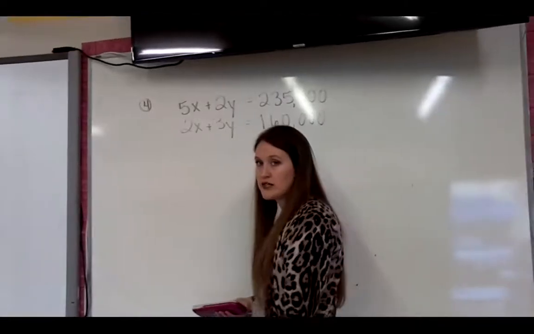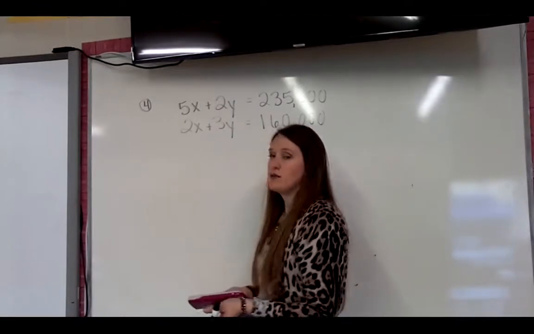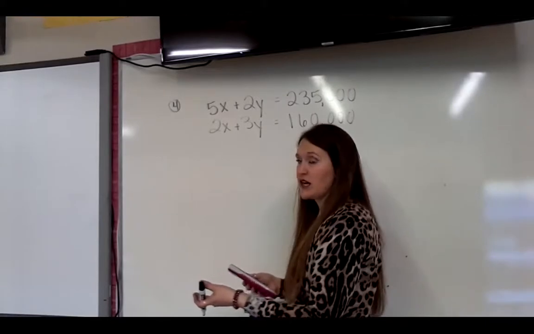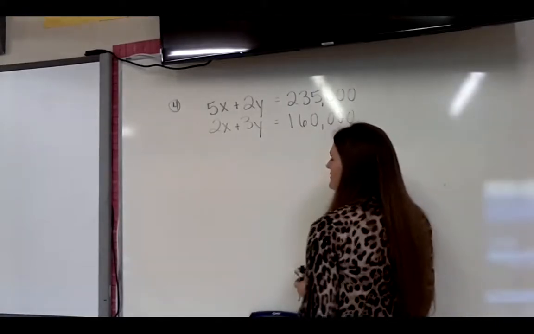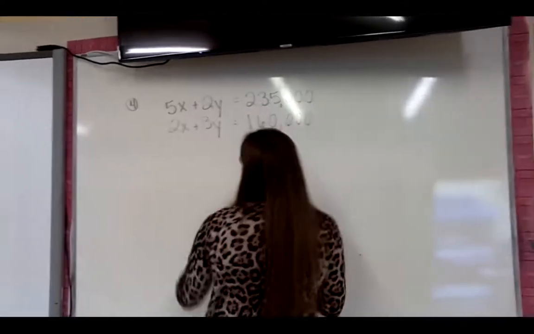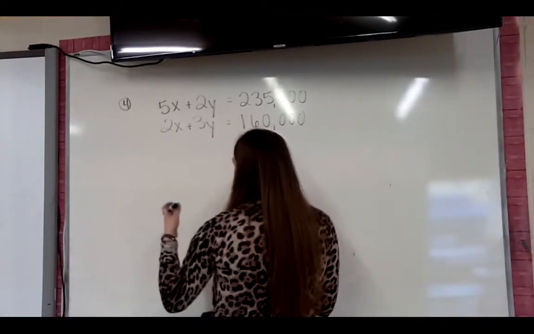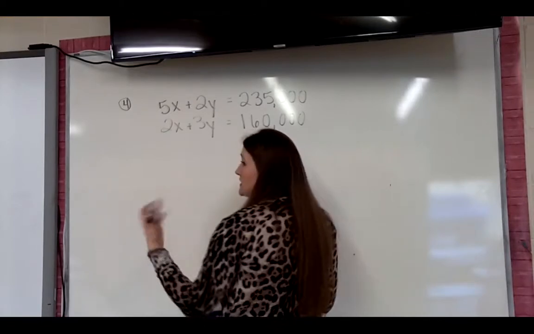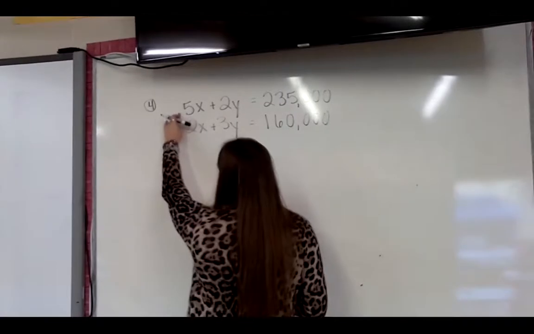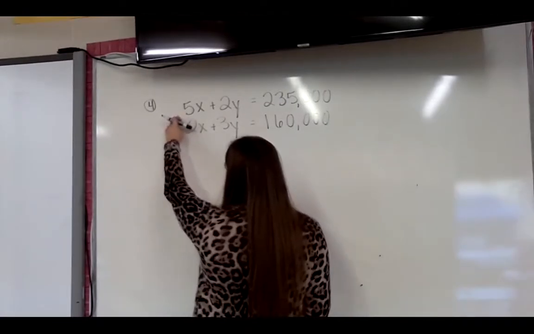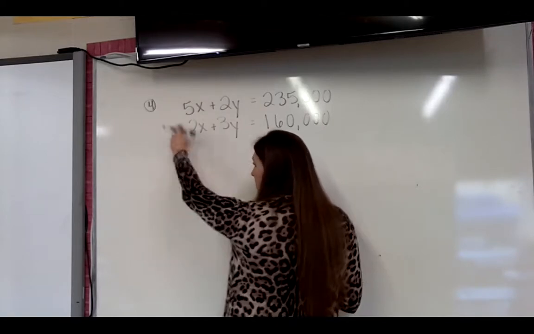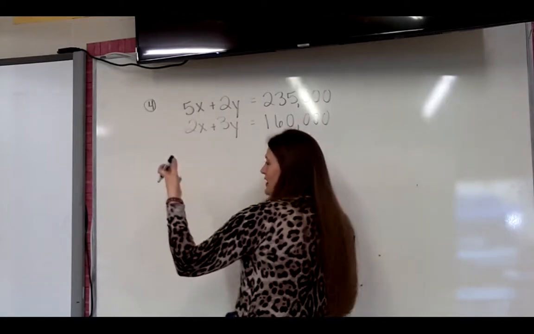Problem number 4, they tell us to solve by eliminating X. We've already eliminated Y in the example I just worked out. So now we're going to look at eliminating X. I have 5X and 2X. To make those the same, the closest thing would be 10 and -10. So this top one, I'm going to have to multiply by either 2 or -2. Depending on what I do on that one, I have to multiply the bottom by 5 or negative 5. And again, you get to choose which one you make negative.